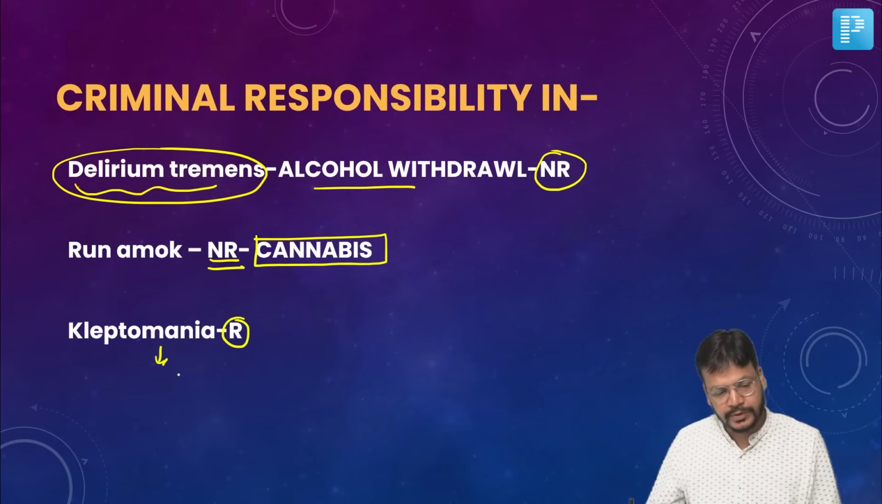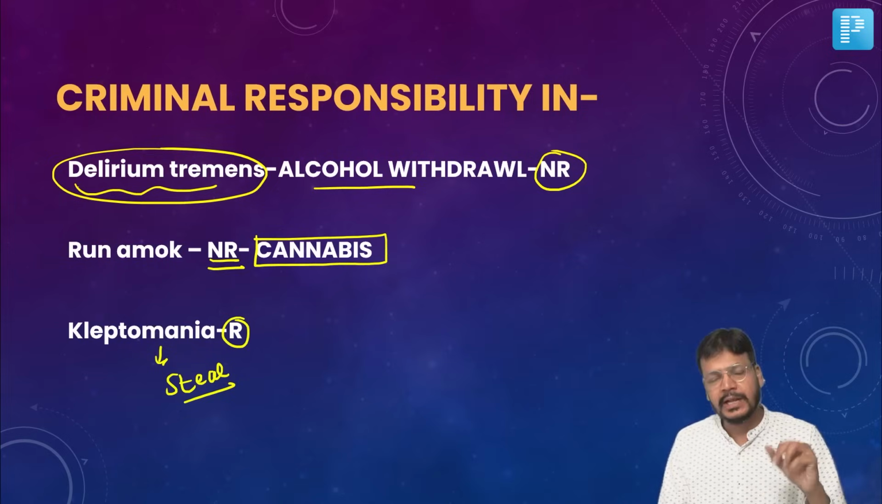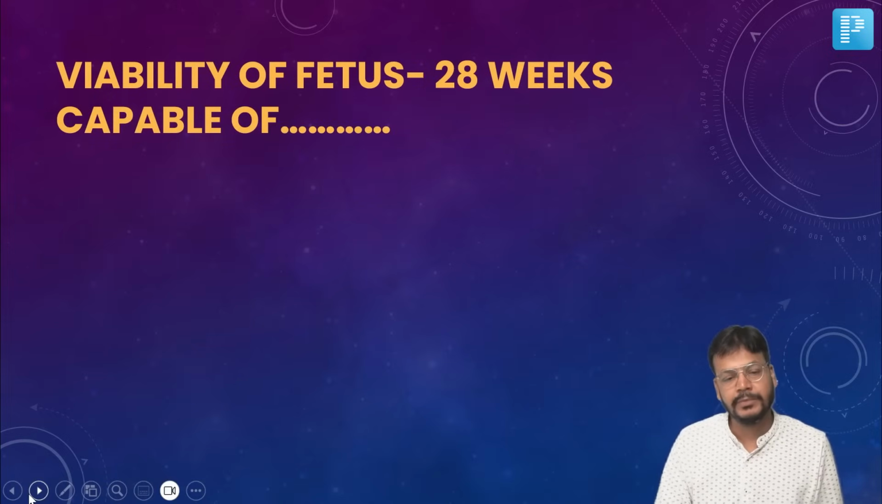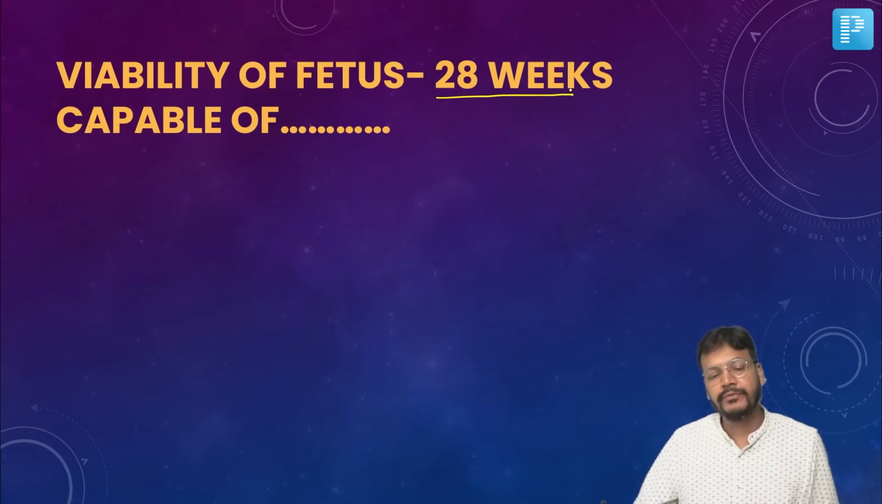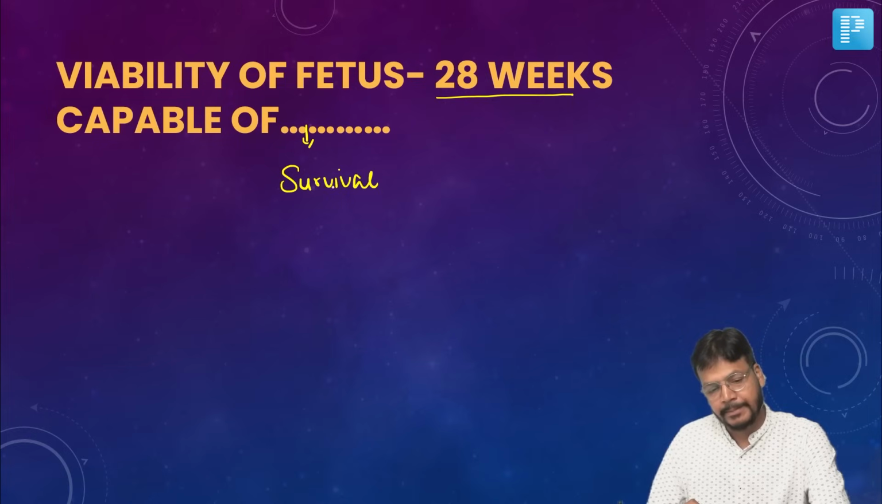Kleptomania is stealing some article. So, if you get a question, what is kleptomania? If you steal some article, it is an impulse. But sir, here insight is present, knowledge is present. That's why you are responsible. These are 3 criminal responsibility. Sir, viability of fetus is 28 weeks, and it is the age after which the fetus is capable of survival.